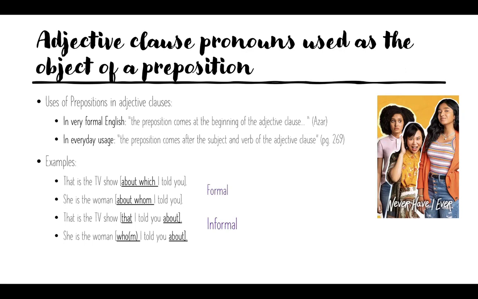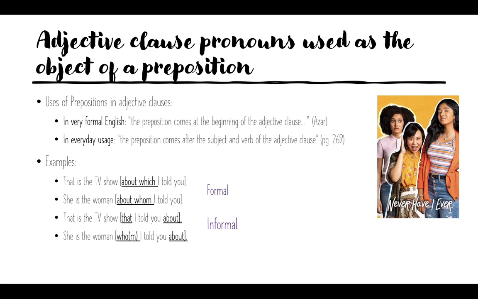In very formal English, the preposition comes at the beginning of the adjective clause. But in everyday usage, the preposition comes after the subject and verb of the adjective clause. So whenever we're combining prepositions inside an adjective clause, it really depends on the context in which the communication is taking place, because the most formal would be to have both the relative pronoun and the preposition at the beginning, but informal would be to have the preposition at the end. And we'll see some examples right now.